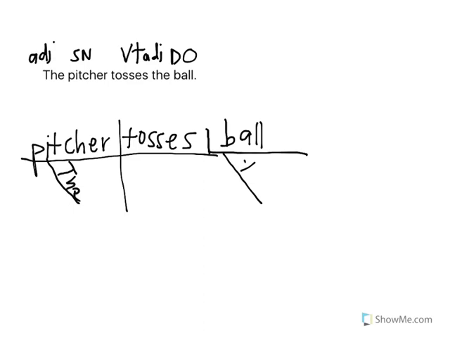It's kind of hard to draw sideways. So the pitcher tosses the ball. Always, if you're diagramming a verb transitive with a direct object, this is how you do it. So the half line designates this area for the direct object, ball.